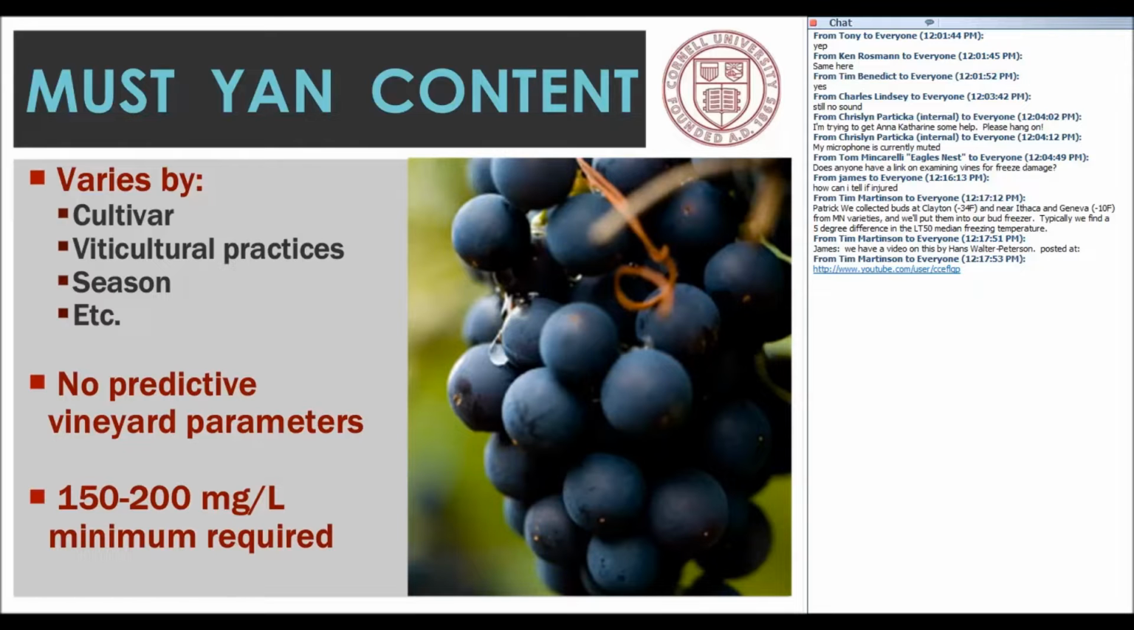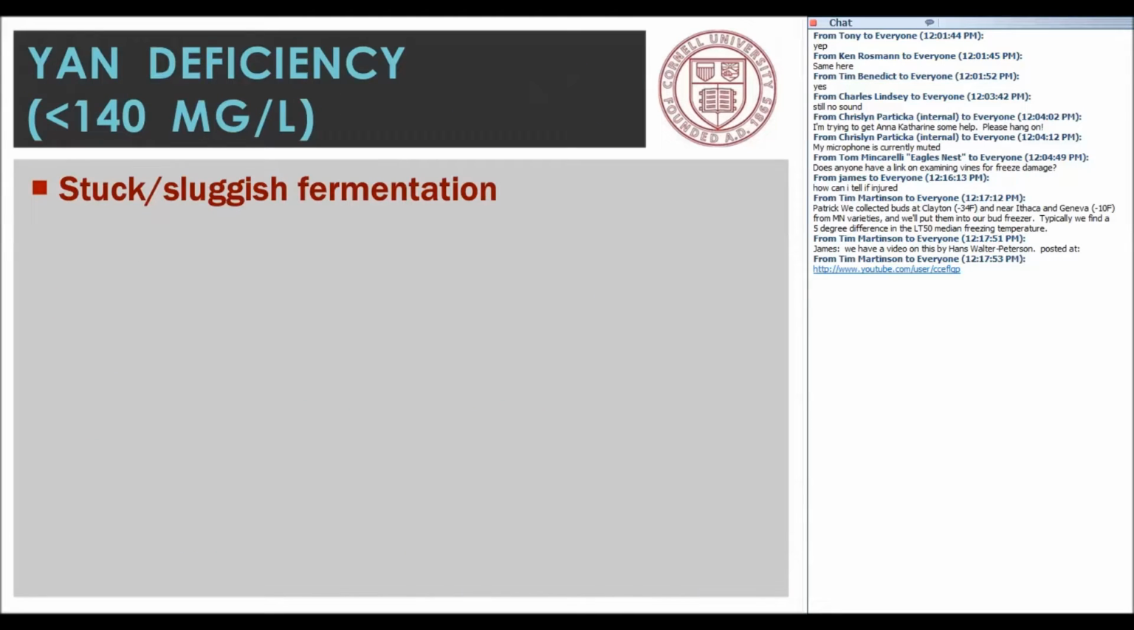There are folks who would push to have as high as 500 milligrams per liter. I think most of those people are sort of backing down a bit. But most of the winemakers or enologists that I talk to are comfortable in this 150 to 200 milligram per liter range. So if you have a YAN deficiency, and most people do agree that you're deficient if you're less than 140 milligrams per liter, you get stuck or sluggish fermentation.